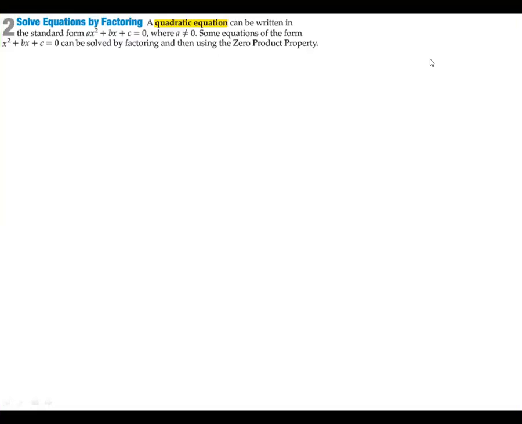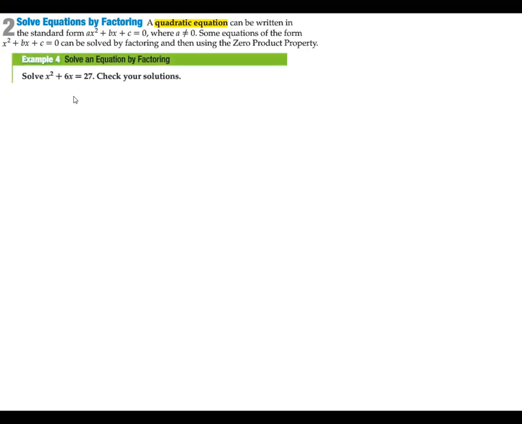Okay, so now if I want to solve an actual equation by factoring, it's called a quadratic equation, and all it is is what we've just been doing, but set equal to 0, and then we just add the step of using the zero product property to get the answers, to get the roots. Okay, so let's solve x squared plus 6x equals 27, and we check our solution.